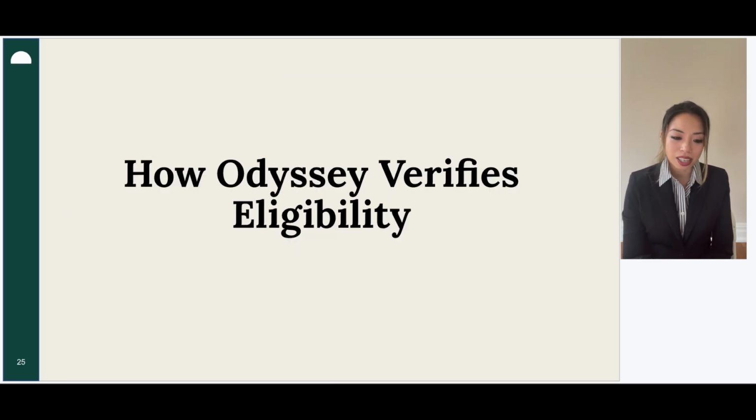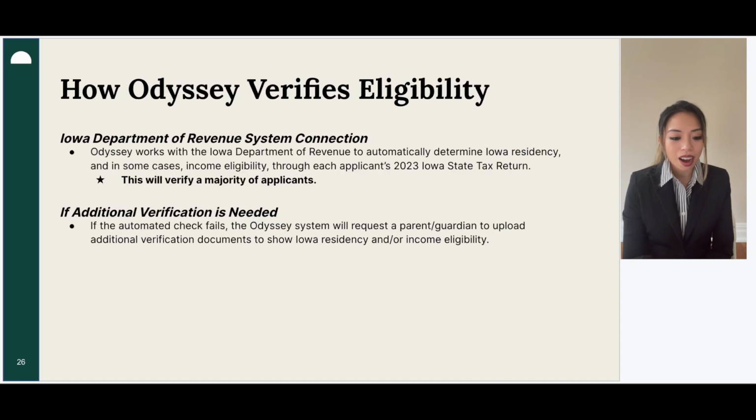Let's talk about how Odyssey verifies eligibility. Odyssey has worked with the Iowa Department of Revenue to set up a system connection to automatically determine Iowa residency and, in some cases, income eligibility through each applicant's 2023 Iowa state tax return. We plan for this to verify the majority of applicants. If additional verification is needed, the Odyssey system will request a parent or guardian to upload additional verification documents to show Iowa residency and/or income eligibility. We'll take a look at what documents are appropriate in just one moment.